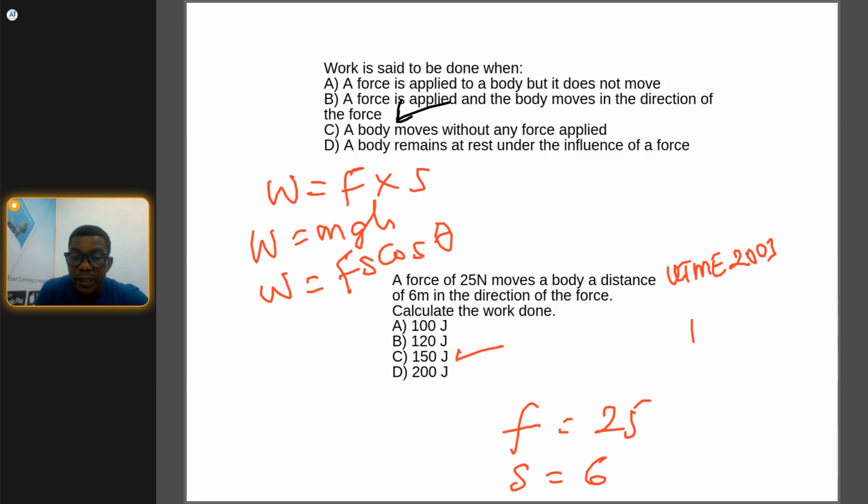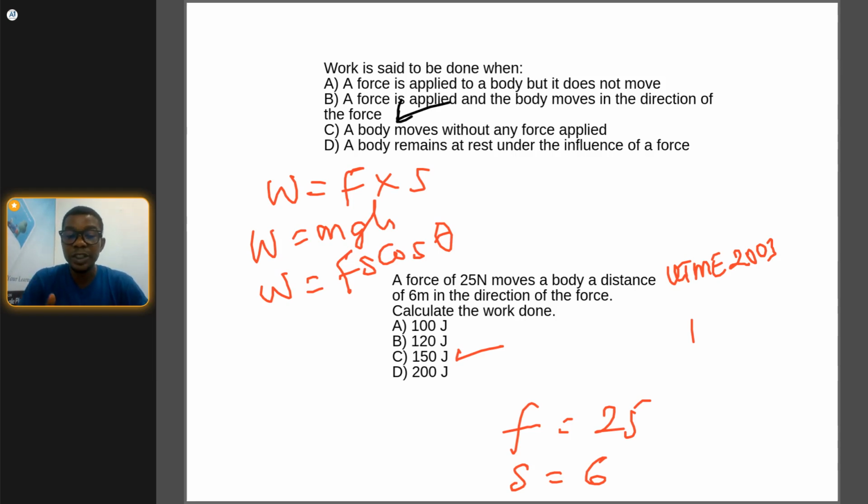C, correct, Peculiar, awesome, great response. 150 joules is the response. Okay, thank you so much for your time today. We've been able to cover work done. Tomorrow, we are going to continue with energy. So today we've discussed the definition of work done.